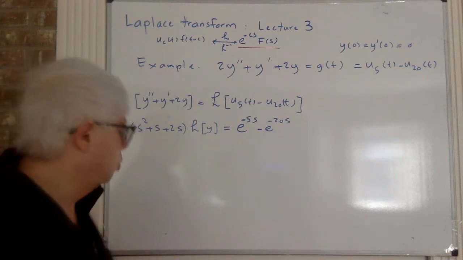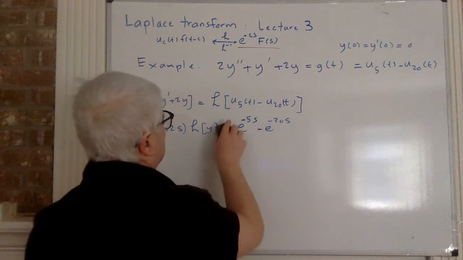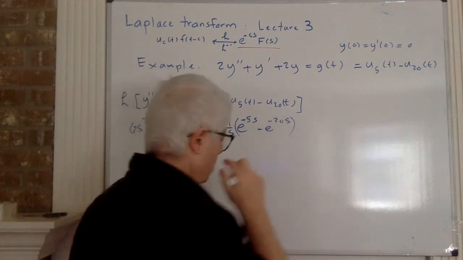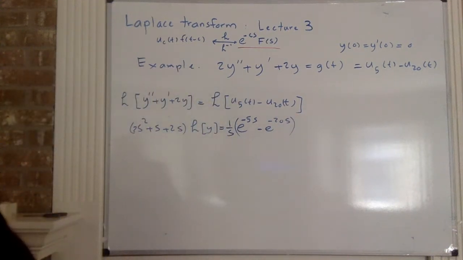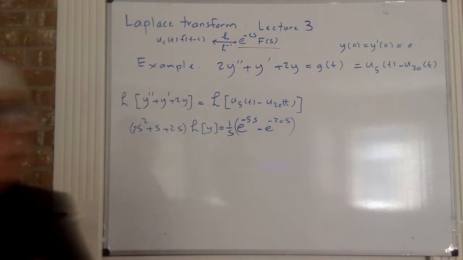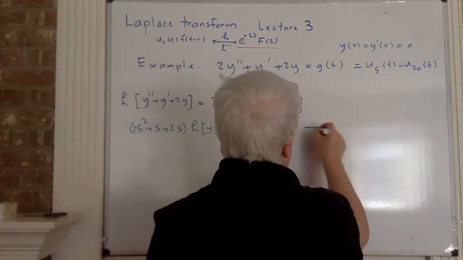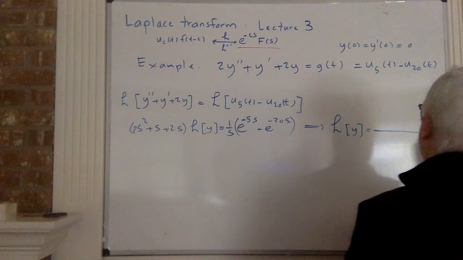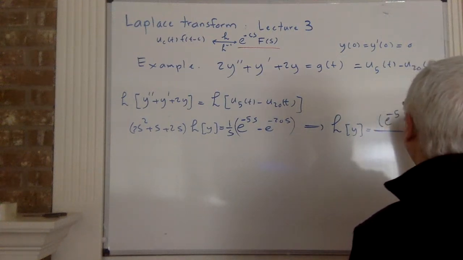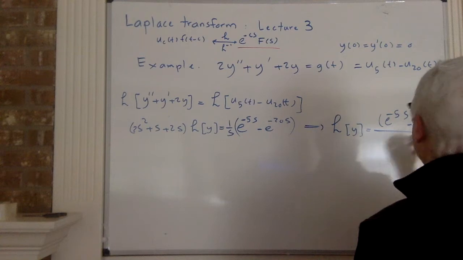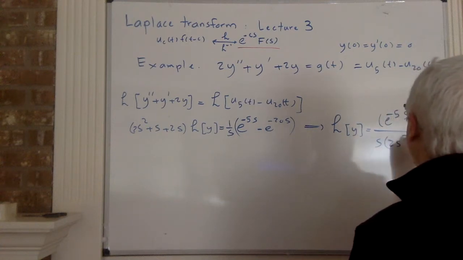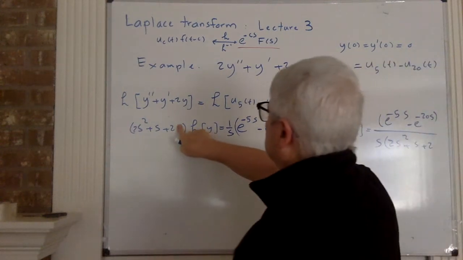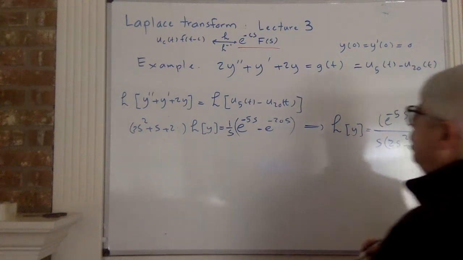Over s, yes, there is a 1 over s times this. So L of y will be this guy here on top, divided by s times (s squared plus s plus 2).